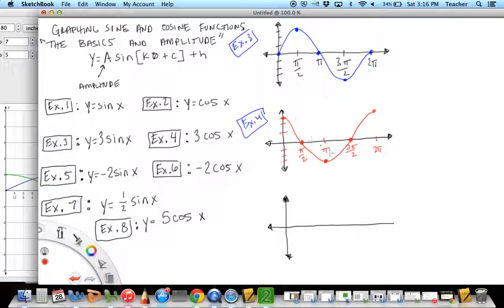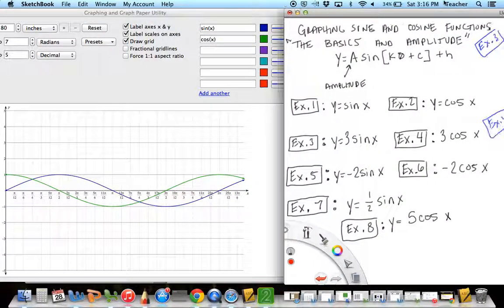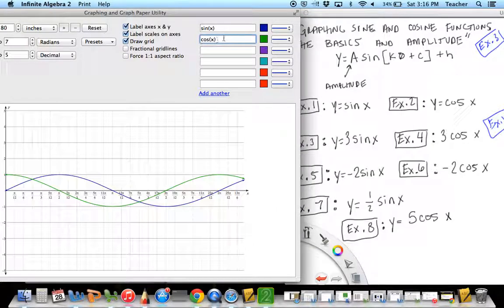Okay. Now on these graphs, it's really hard to tell how this changes because the scale on the x-axis or y-axis is always the same. So let me show you what this looks like in sine. If I put 3 sine parentheses x, you'll notice that it still has the highest point, but it's now going higher, and it goes lower than the basic sine function. So the amplitude affects how high it gets.